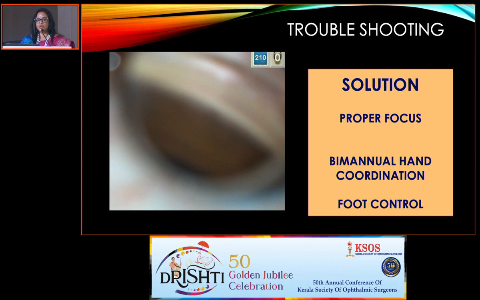And always we need to take time to focus. When you're focusing initially, you don't focus with the foot pedal, but with your hands you move the microscope, because the finer movement you can do with your foot pedal. Once you do it with the foot pedal, then you have a very minimal range of movement and you might find it difficult when you're doing the procedure.